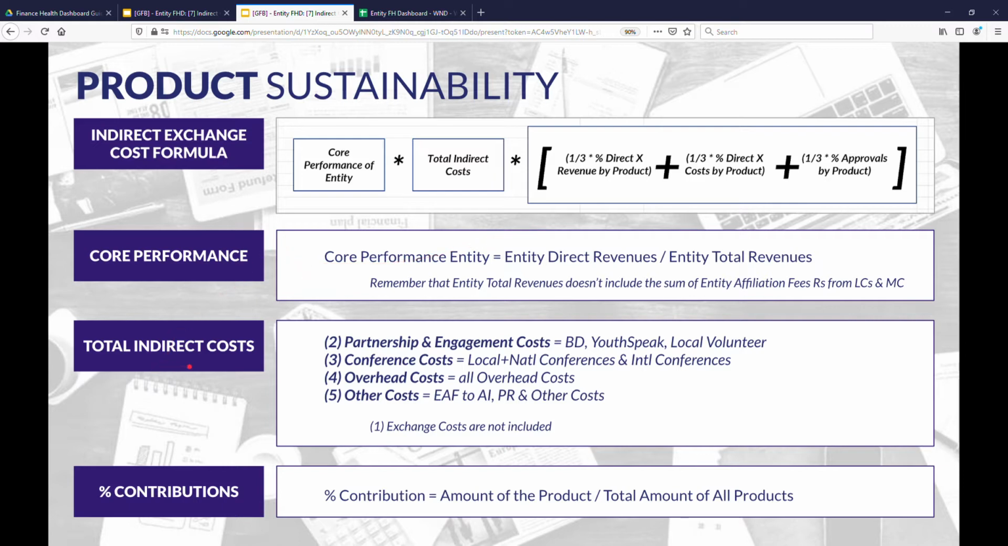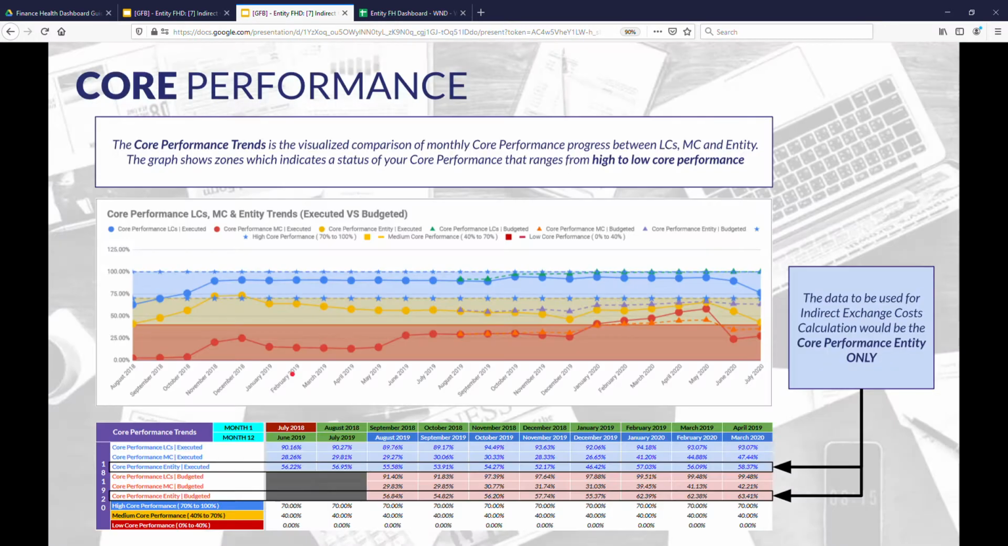So, as mentioned, the core performance formula is direct divided by total. Total indirect cost is all of the non-exchange. So this is core performance. Trends, I'm not going to go through all of this because you already know this from the previous slide. But we're only going to focus on the entity part here.